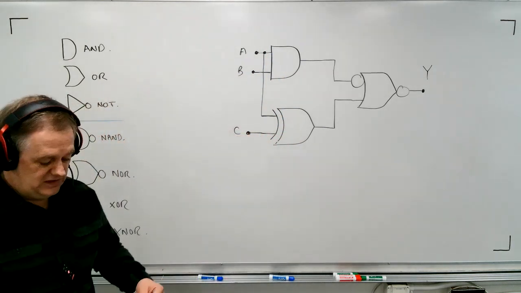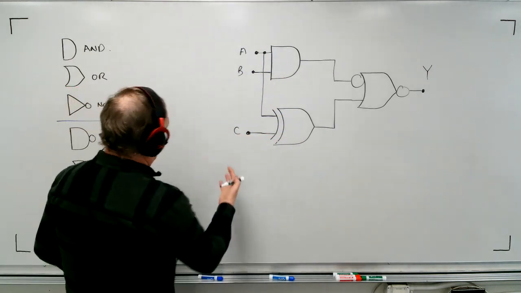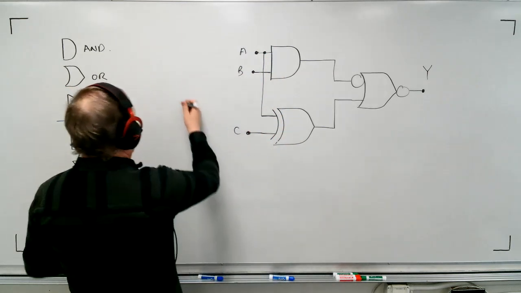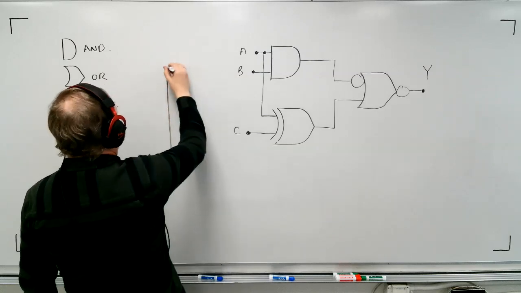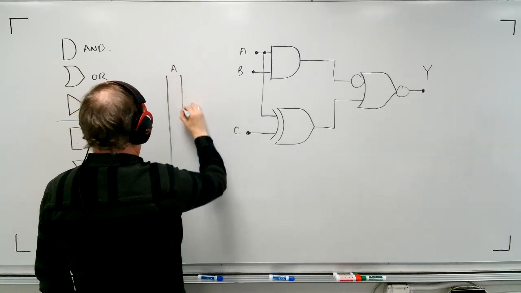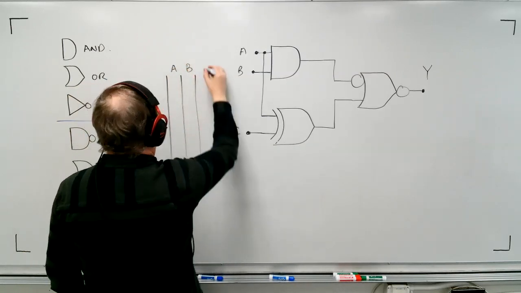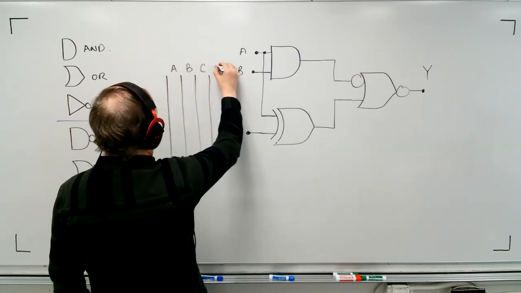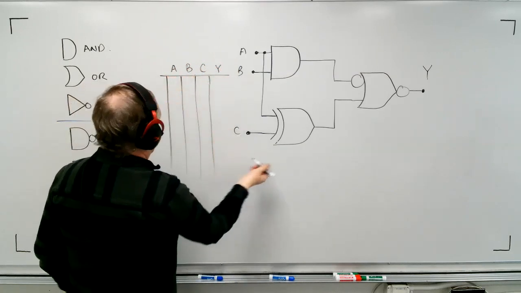Now, the first thing that you need to do before you can make this truth table, well, it's the process really of making this truth table, is you need to say, what are the possible conditions that I could have? And so I would say, well, I've got A, B, and C inputs, and my output is Y. So I can really look at it and say, well, what could really happen here?